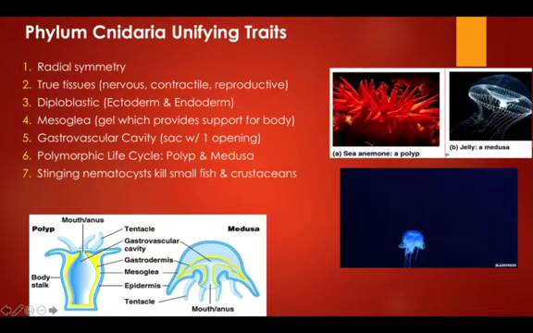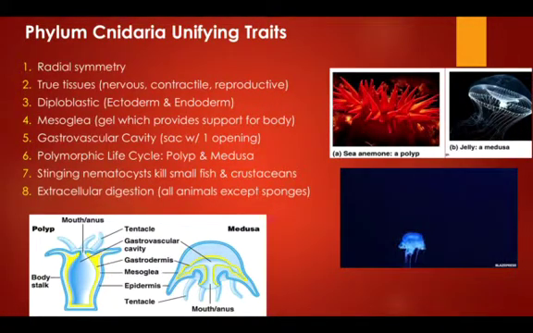They have specialized cells that cause a stinging sensation. If you've ever been stung by a sea jelly, you've had up-close personal contact with these nematocysts. Nematocysts can be used to kill small fish, small crustaceans, as their food resources. And they have extracellular digestion. This means outside of the cell. So they're going to be digesting in that gastrovascular cavity.